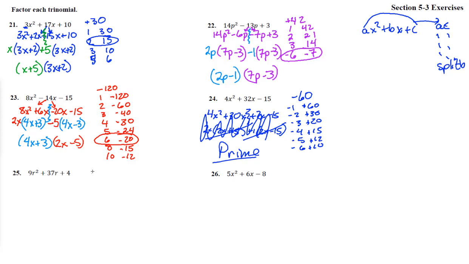All right, let's do number 25. 9 times 4 is 36. That's a positive 36. That could be a 1 and a 36 or a 2 and an 18. Some of you will see 1 and 36. Oh, that's our 37. But we're going to keep going anyway just to make sure we get them all. 4 and 9 and 6 and 6. Wow, yeah, 1 and 36 work. So we're going to break that up into 9r squared plus a 1r plus a 36r plus a 4.